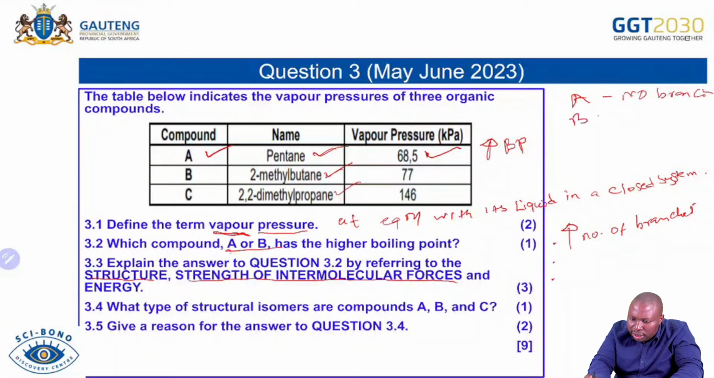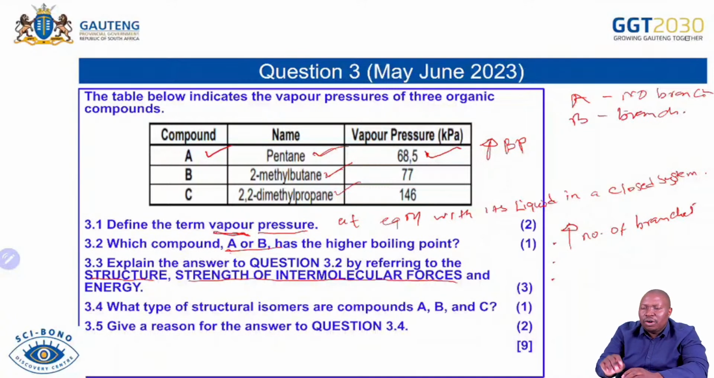B is branched. That is the first thing you are saying. The second thing that you are going to look at, that is the structure. You are comparing the structure first. Number 2, you are going to look at the strength of the intermolecular forces. We are saying which one has the higher strength of intermolecular force. So all of them have London force, but the branched one will have less strength of intermolecular force.